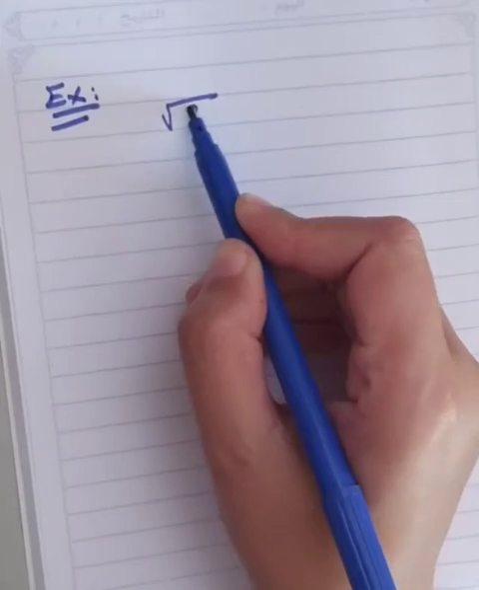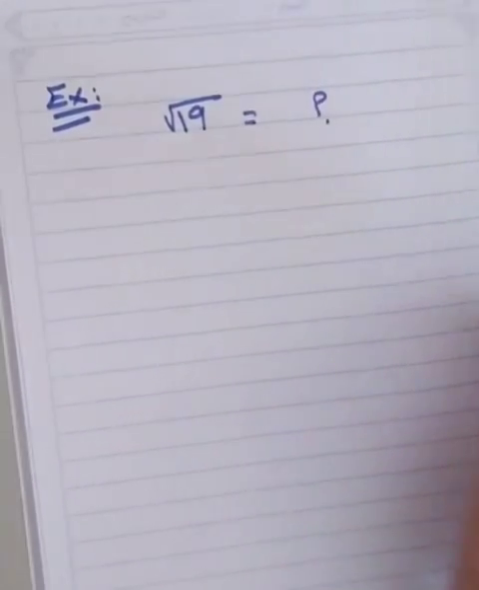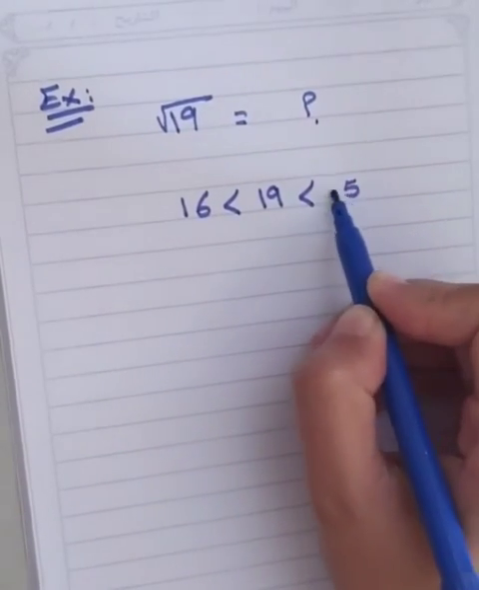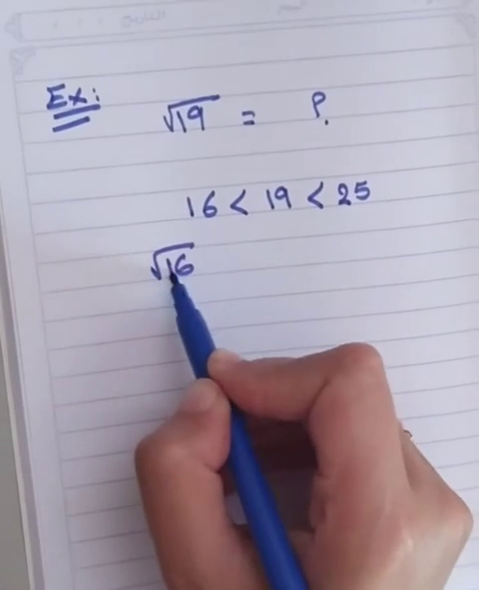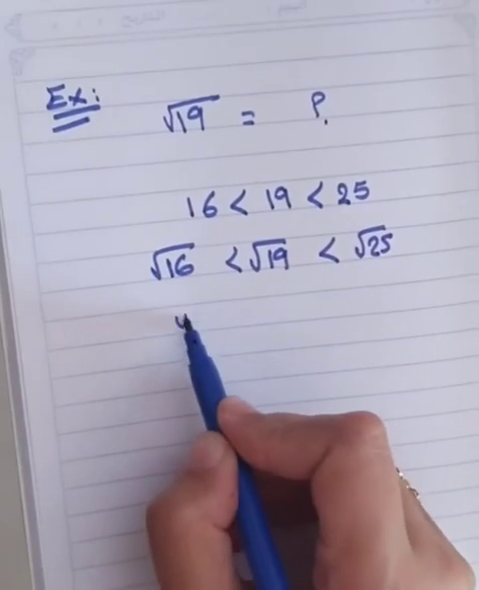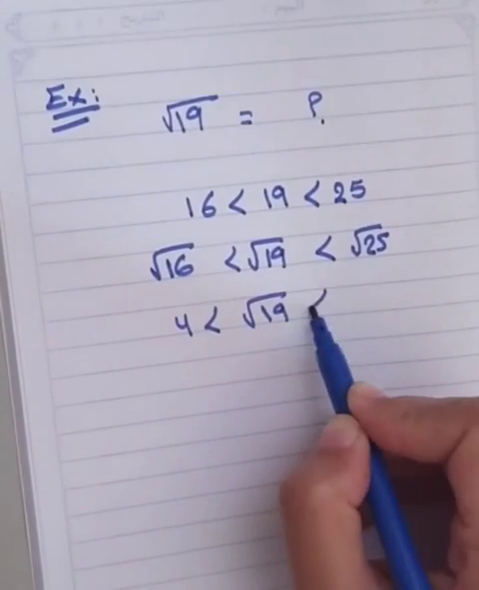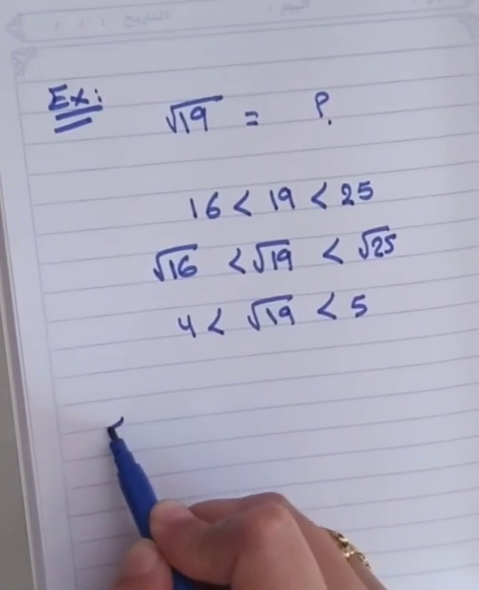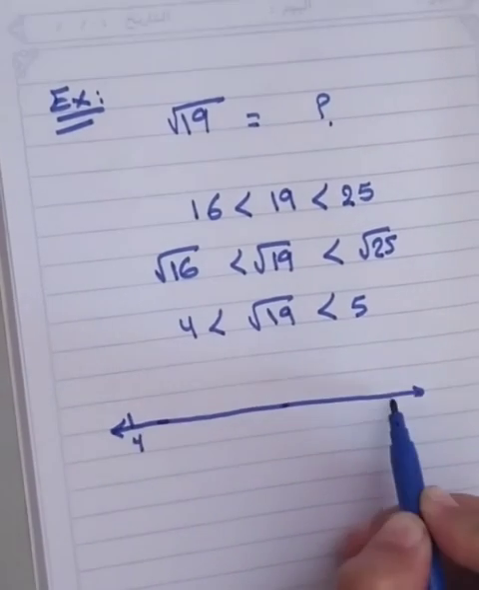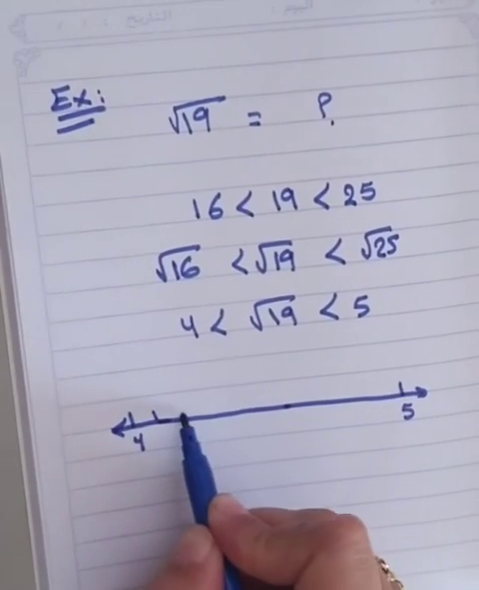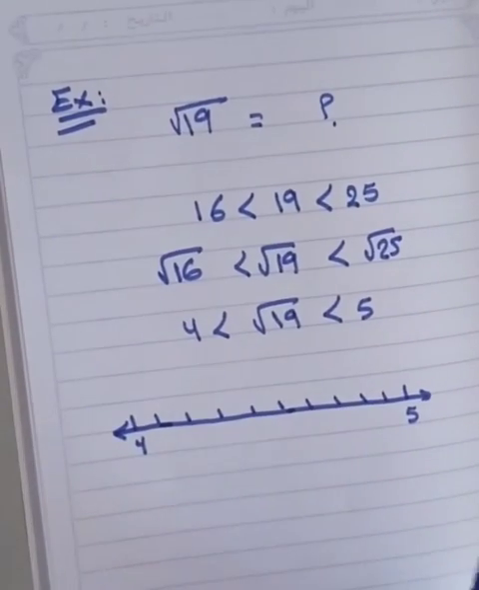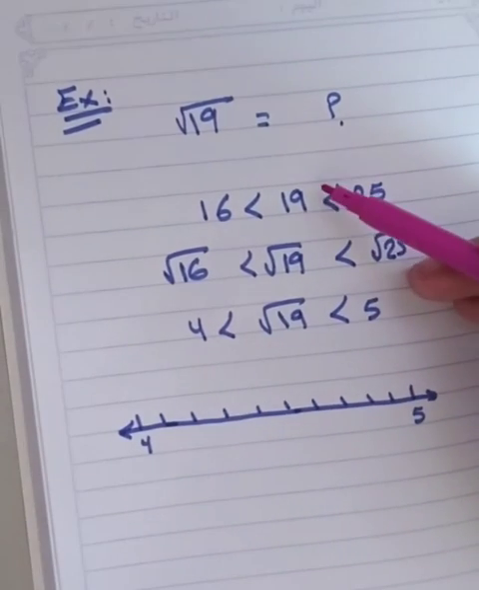Let's take another example, the square root of 19. So the solution is 19 is between two square numbers, 16 and 25. Take the square root of all of them, so the square root of 16 is 4, less than the square root of 19, less than the square root of 25, which is 5. Then draw the line, put 4 and 5 on the line, and 19 is approaching 25, so the square root of 19 approaches 5.